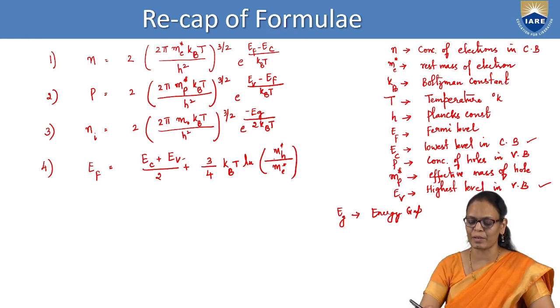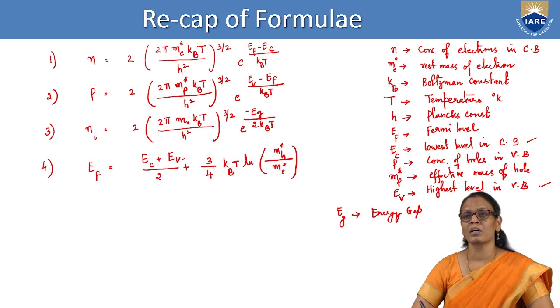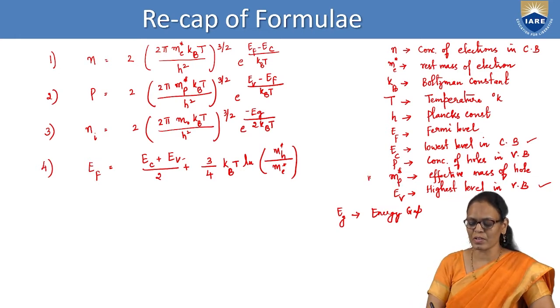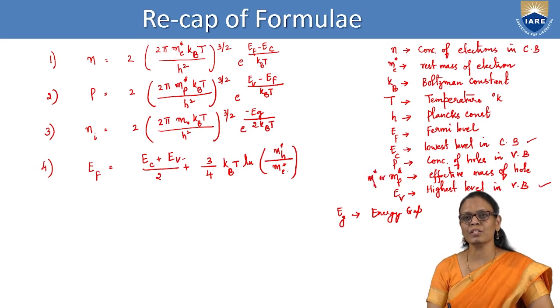mh, or mp, here we are writing it as mp for holes, we can also write it as mh. mh upon me: mh represents the effective mass of the hole, and me represents the effective mass of the electron.